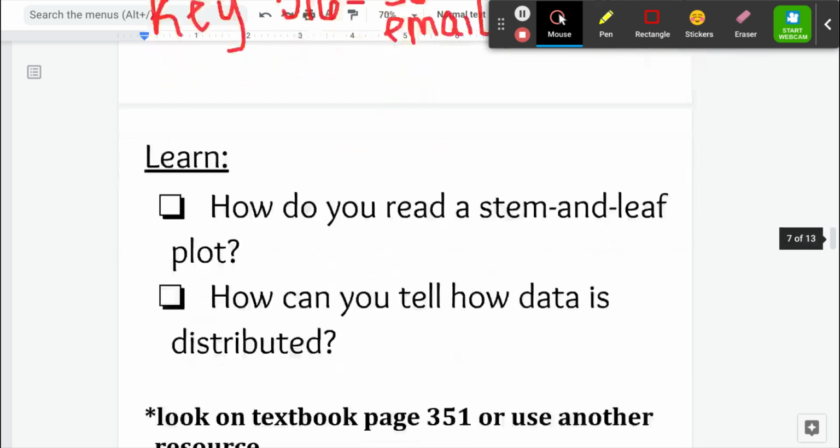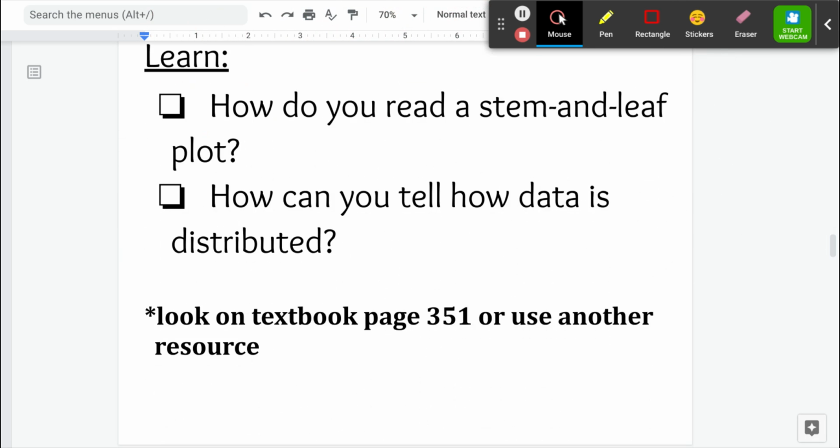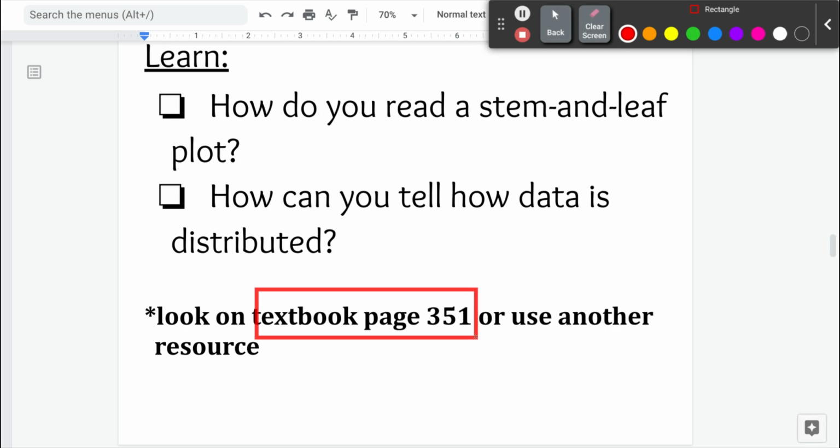All right, so now we're going to learn how to read a stem and leaf plot and how you can tell how the data is distributed. You can answer both of these questions on textbook page 351. How do you read a stem and leaf plot and how do you look at the data? We'll pause the video while you look to learn.